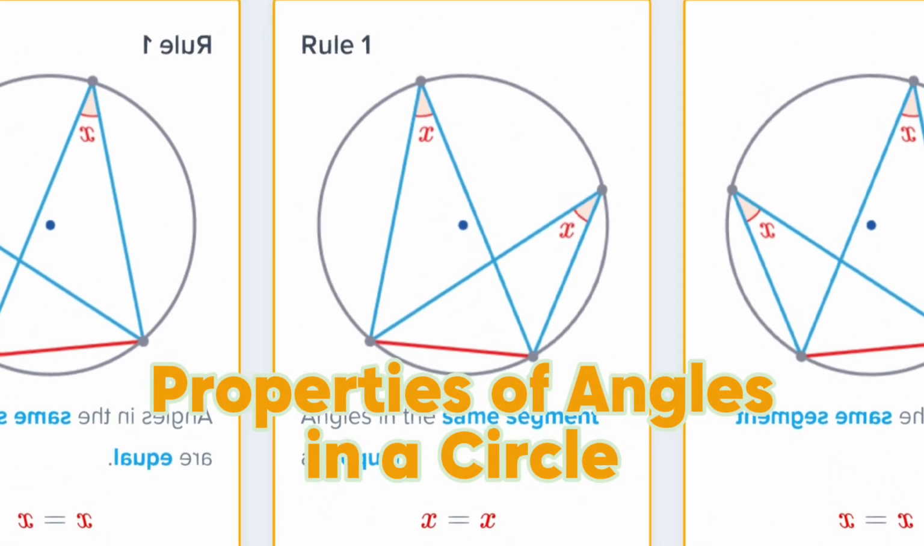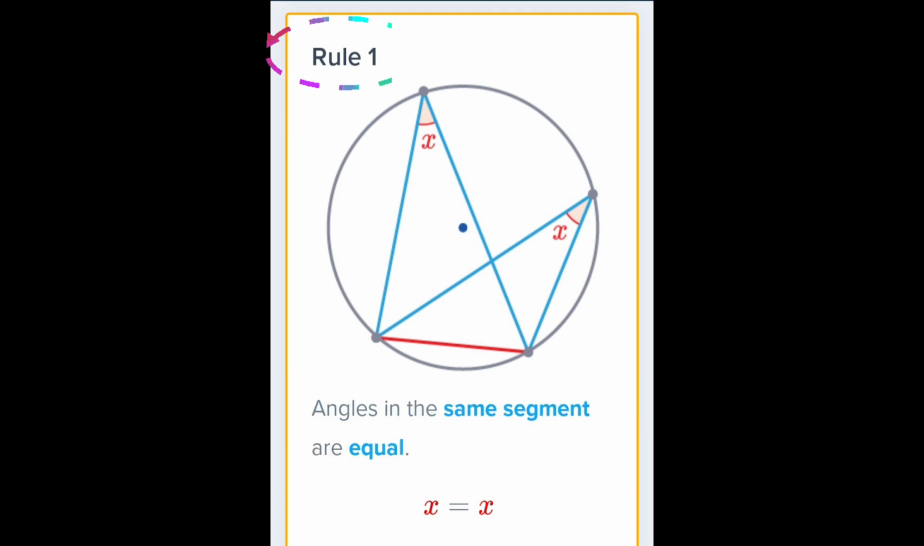This is about angle properties of a circle. We need to understand some rules. Rule number 1 says angles in the same segment are equal.